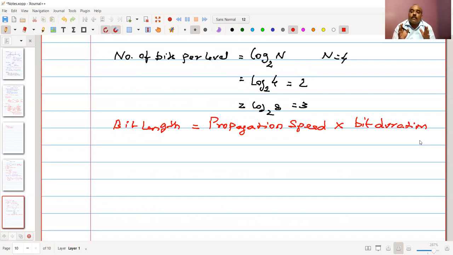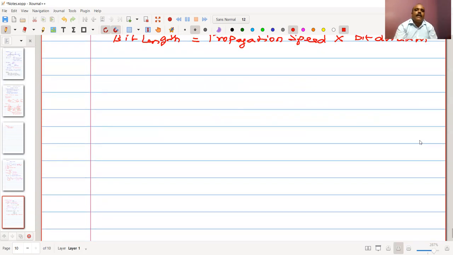I think you are able to understand. So if I take a bit length and I know the length of the cable, that will give me an idea of what the length of the frame should be that I put on a cable so that I can transmit it to the other end. Fine. So let's talk about those concepts with an example.